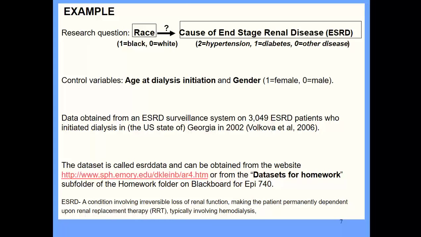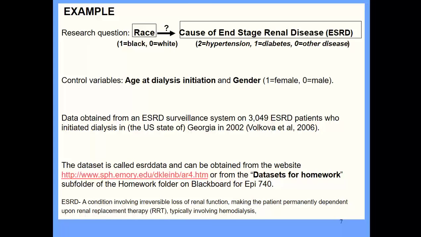Okay, so when we talked about polytomous logistic regression, I had an example where the outcome variable was cause of end-stage renal disease, and there were three possible causes: hypertension, diabetes, or other. And the question was whether race was related to what the cause was. And there were two control variables. These are people who had end-stage renal disease. They were undergoing dialysis. And the two variables identified for control were age at dialysis initiation and gender, okay?